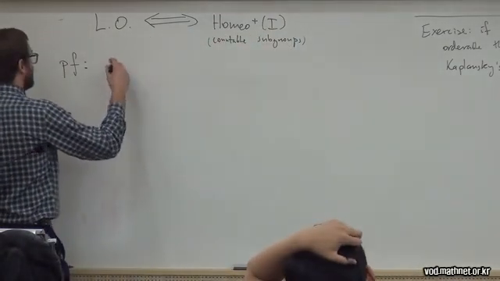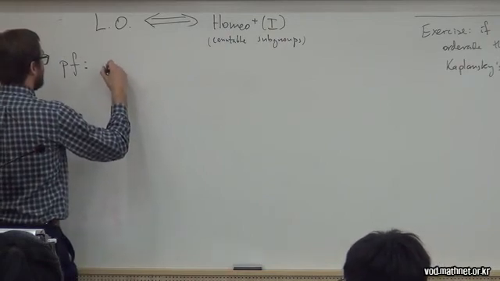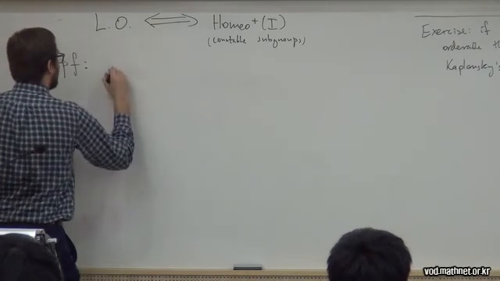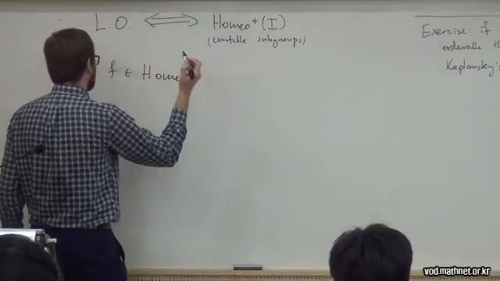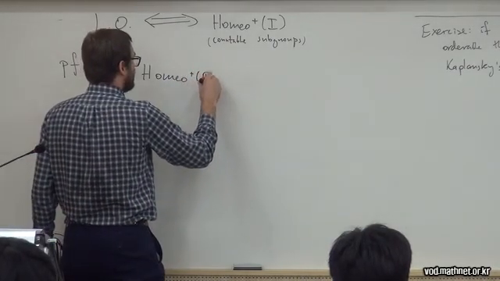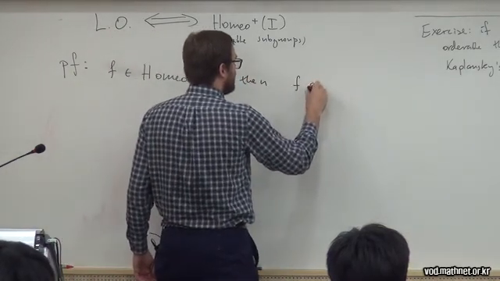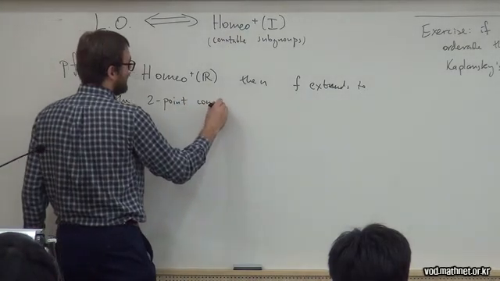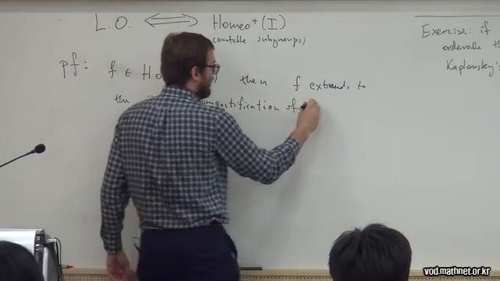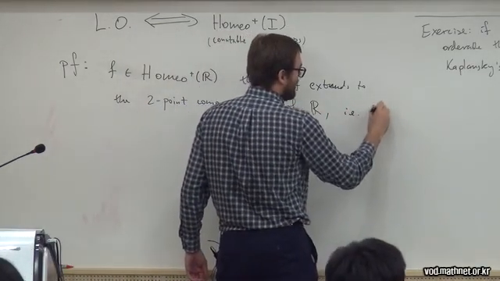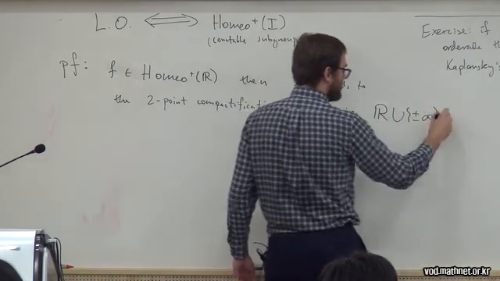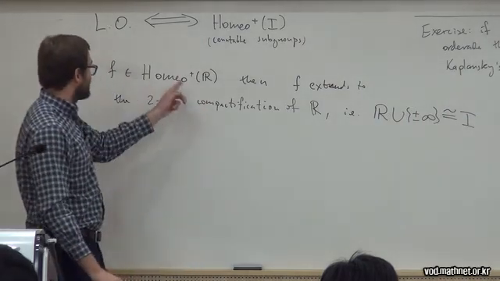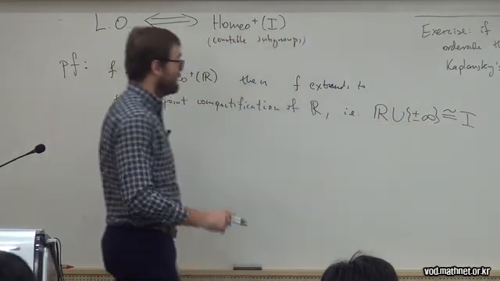So if you have an element F, which is an orientation preserving homeomorphism of the real line, then F extends to the 2-point compactification of R, which is to say R union plus minus infinity, which is homeomorphic to the interval. Since F is preserving the orientation of R, you just send infinity to plus infinity and minus infinity to minus infinity.